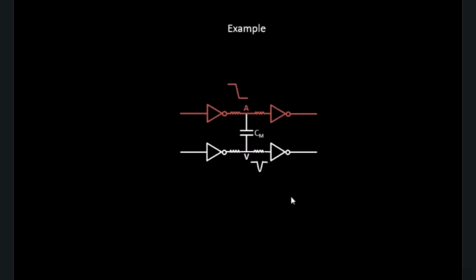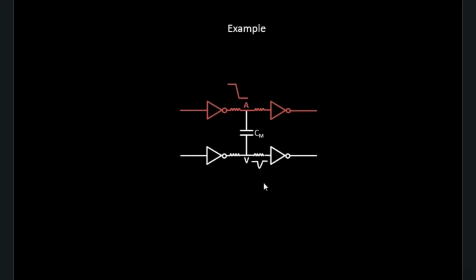So this is how it goes. You increase the spacing between aggressor and the victim, and your glitch height actually reduces. You increase the spacing even more, and your glitch height reduces even more. So this is a very basic circuit that will help us explain how increasing the spacing between the aggressor and the victim helps the glitch height. Glitch and crosstalk delta delay, everything is related to the spacing between the aggressor and the victim. So this is how it actually reduces it.